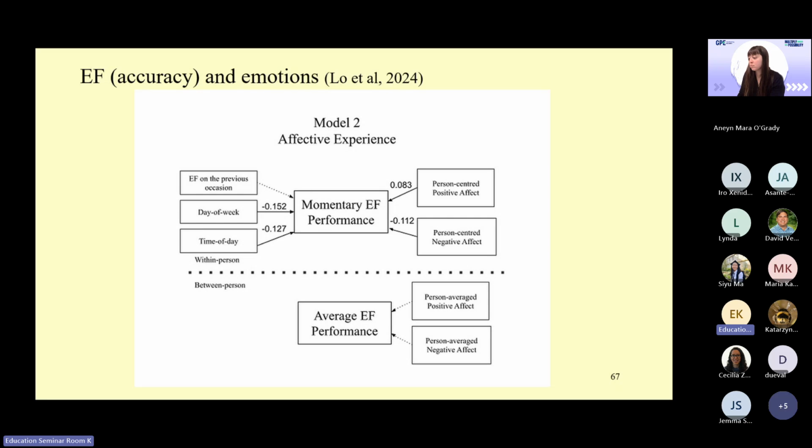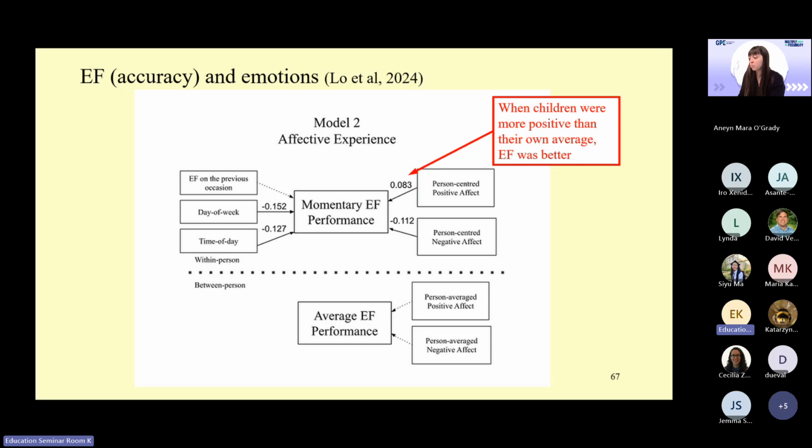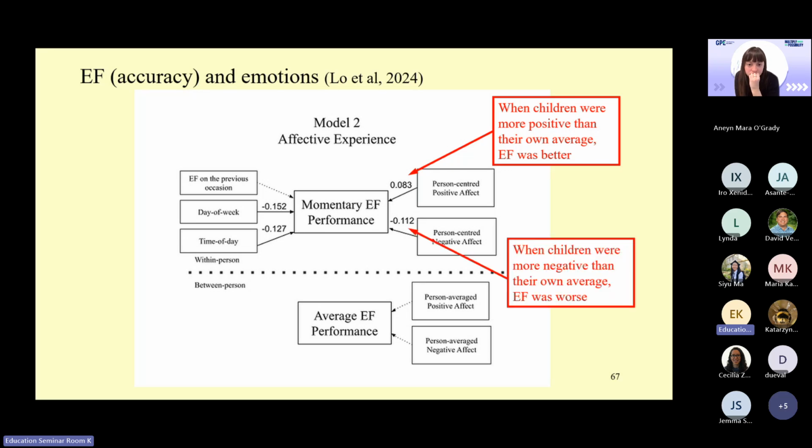So this is the accuracy that Henry is predicting here. And we can see that when children were more positive than their own average, their executive functioning was better. So happy children are more focused and do a better job. And when children were more negative than their own average, executive functioning was worse than their own average. So this is the comparison point in this model, to compare children against their own baseline. When they deviate from their baseline on one variable, what is the effect on the other? So this was a nice finding.